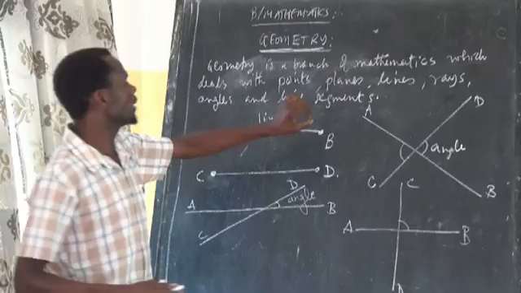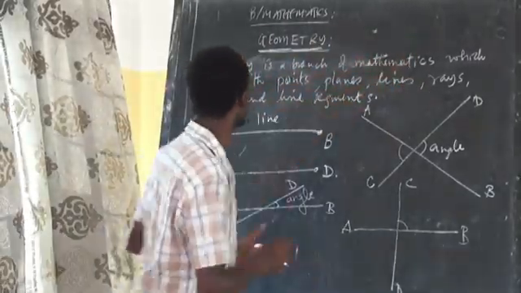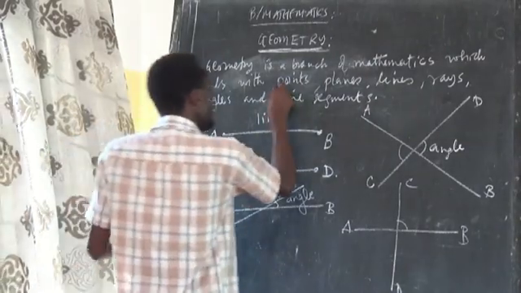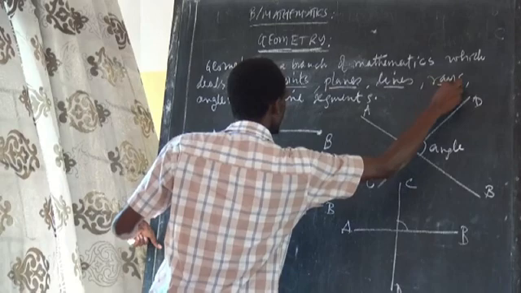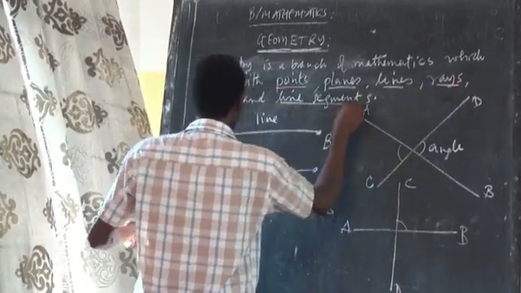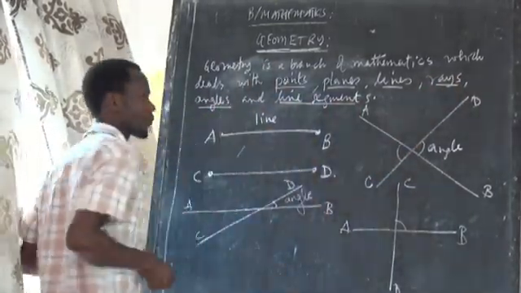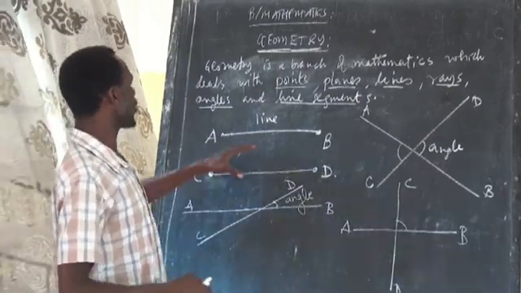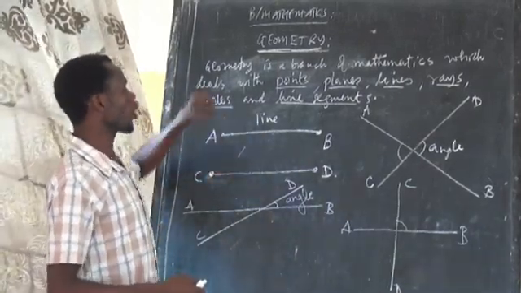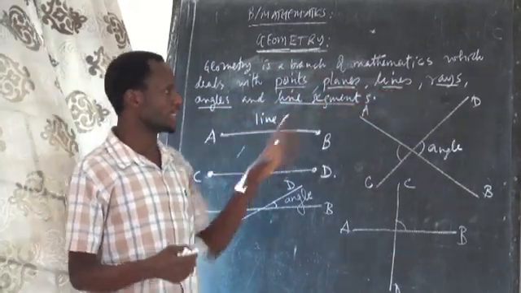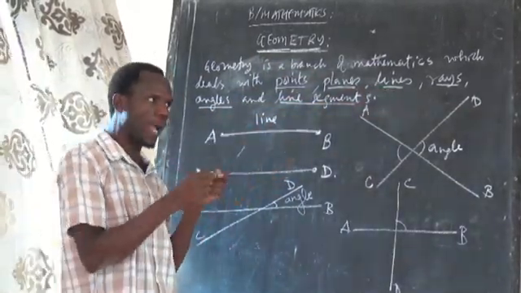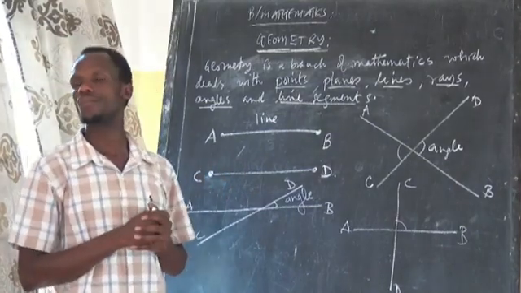Geometry is a branch of mathematics which deals with points, planes, lines, rays, line segments, and angles. Whenever you're talking about angles, you're talking about points and lines, and a place where you find there is an angle.